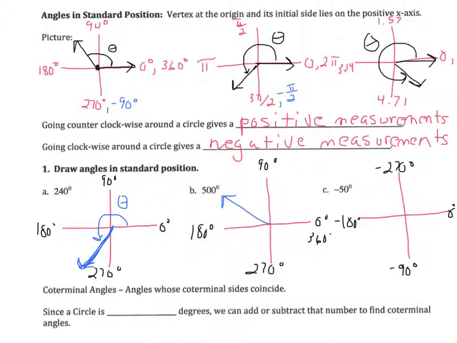And then for negative 50, this time we want to move in a clockwise direction. So if I start at 0 and go towards negative 90, I would just be a little bit past halfway. So there would be my angle for negative 50 degrees.